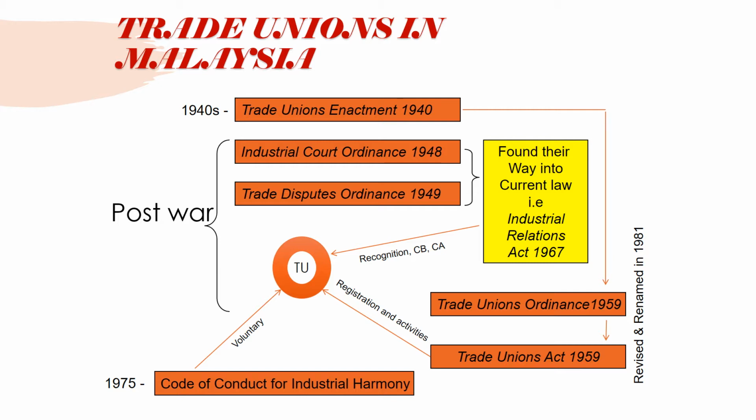In 1975, the Code of Conduct for Industrial Harmony was agreed upon between the then Ministry of Labour and Manpower, the Malaysian Council of Employers Organisation, and the Malaysian Trade Union Congress to lay down principles and guidelines to employers and workers on the practice of industrial relations for achieving greater industrial harmony.